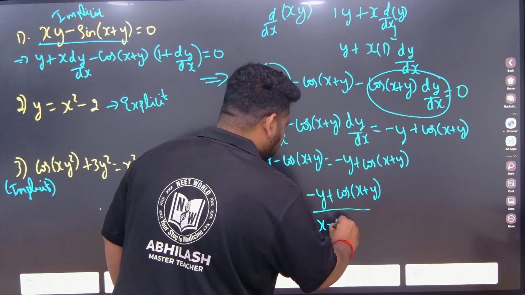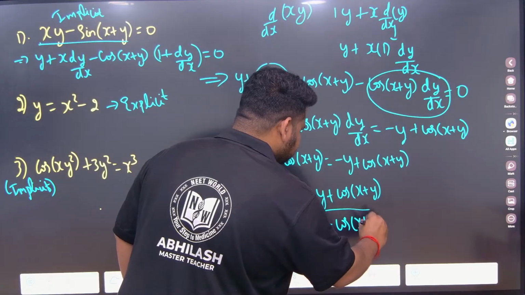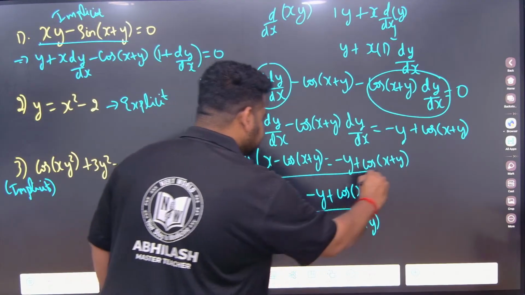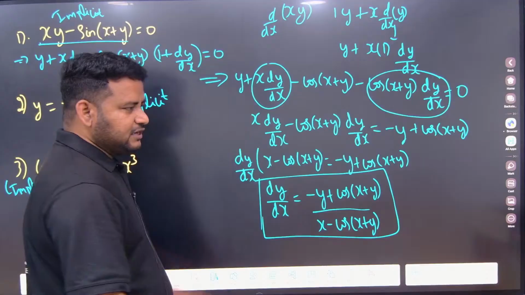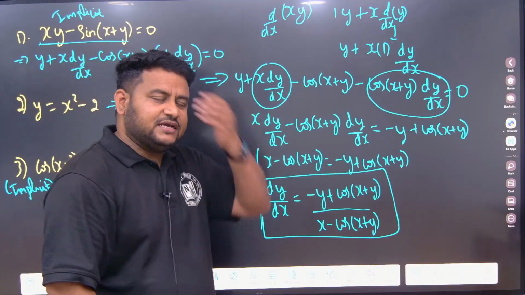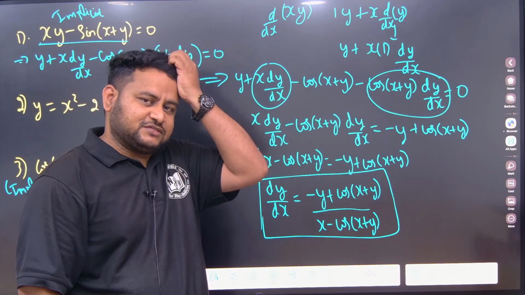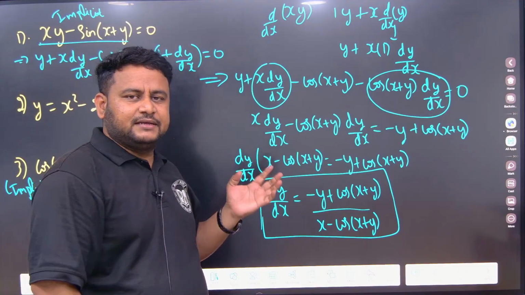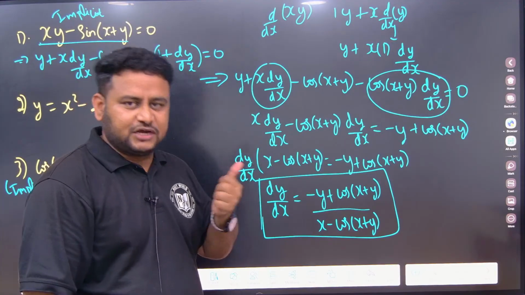X minus cos of x plus y, x minus cos of x plus y. This is the final answer, friends. So this is how you will differentiate implicit functions. Differentiation of implicit function, same formula you have to apply, but you should know where to apply the UV rule. You should know where to apply the U by V rule.